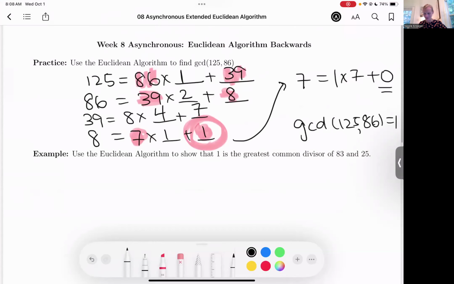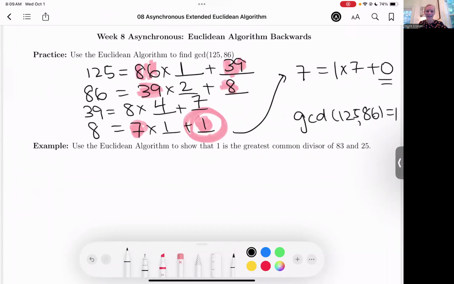Now we're going to switch over to full screen so we can see all of this nicely. Okay, so that's the GCD of those two numbers. Okay, that's all we're going to do with that practice problem.